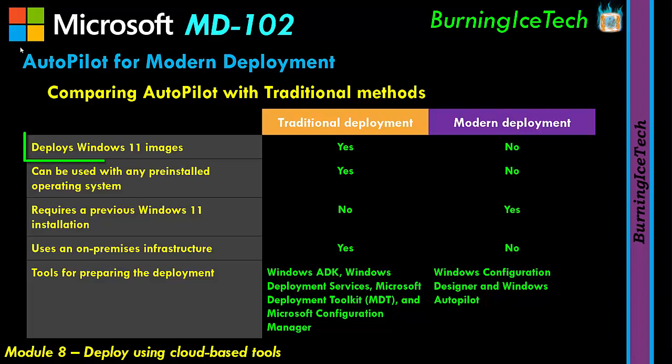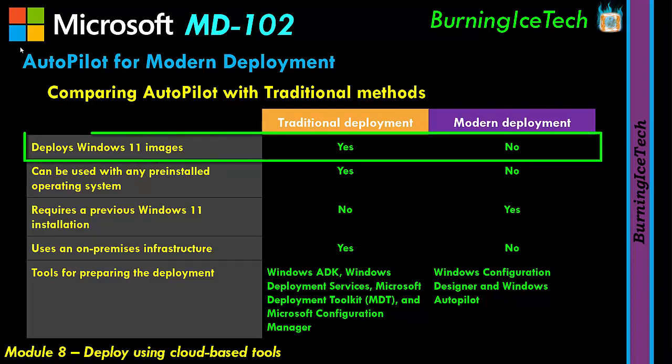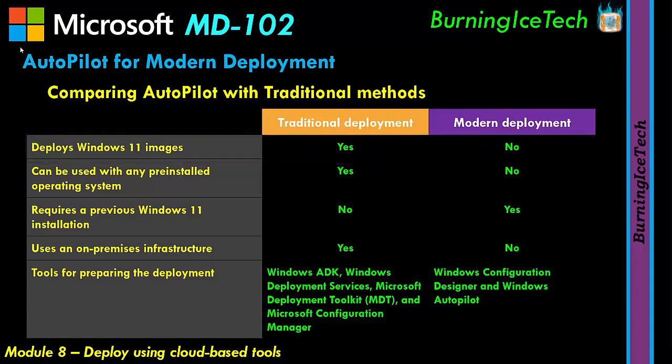So if you look at deploying Windows 11 images, traditional deployments, yes, they can do that. Modern deployment, not so much if you look at something like Autopilot. When we say modern deployment, it's not limited to Autopilot, but in this instance we're referring only to Autopilot, which is why it says no. If you look at some of the other things in that toolbox of modern deployment tools, yes, some of them can in fact deploy Windows 11 images. But specifically referring to Windows Autopilot compared to the whole package of traditional deployments, Windows Autopilot cannot deploy Windows 11 images. You can basically just alter said images.